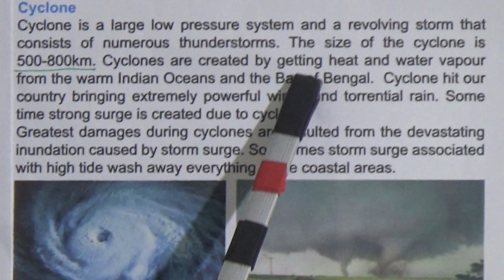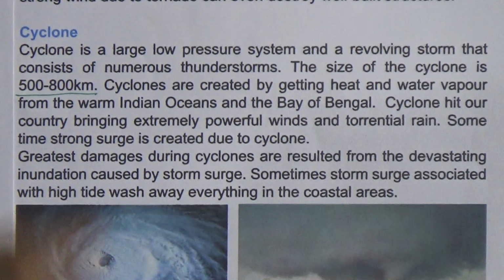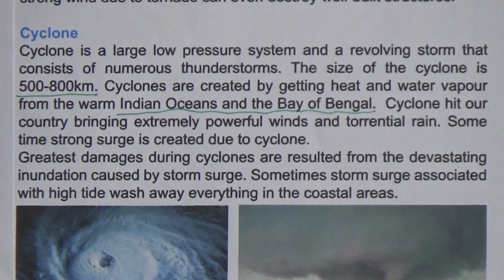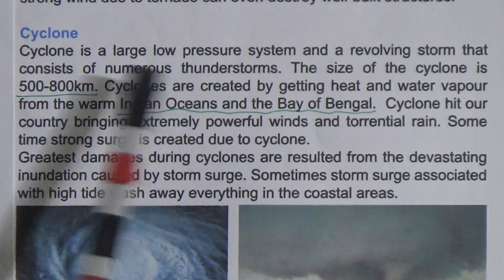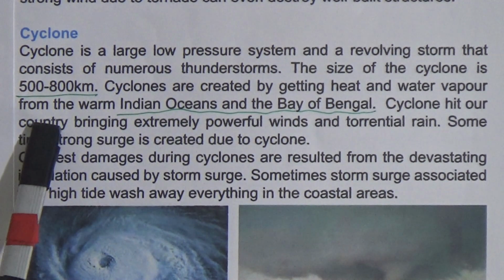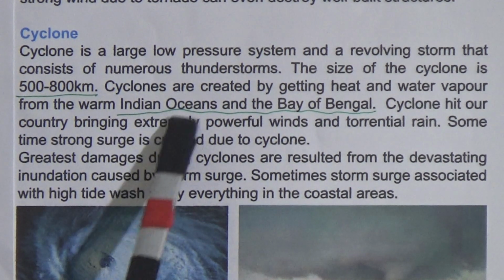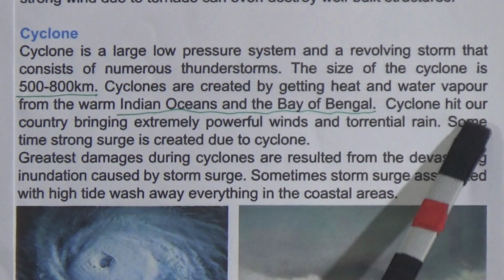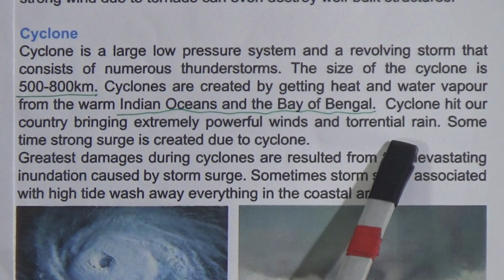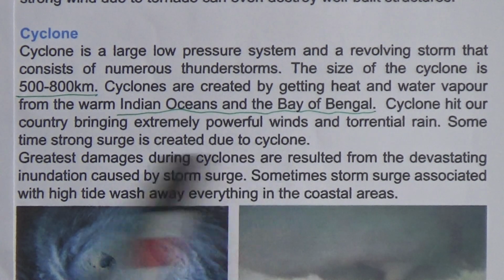Cyclones are created by getting heat and water vapor from the warm Indian Ocean and Bay of Bengal, and that is only for our Bangladesh, not for the total world. Because cyclones are created in the ocean, and because we are discussing the climate and weather pattern of our country, that's why they mention the Indian Ocean and the Bay of Bengal. Cyclones hit our country, bringing extremely powerful wind and torrential rain. Sometimes a strong surge is created due to a cyclone.